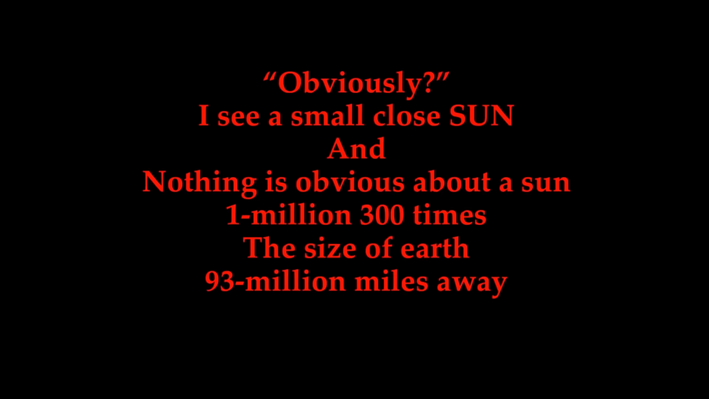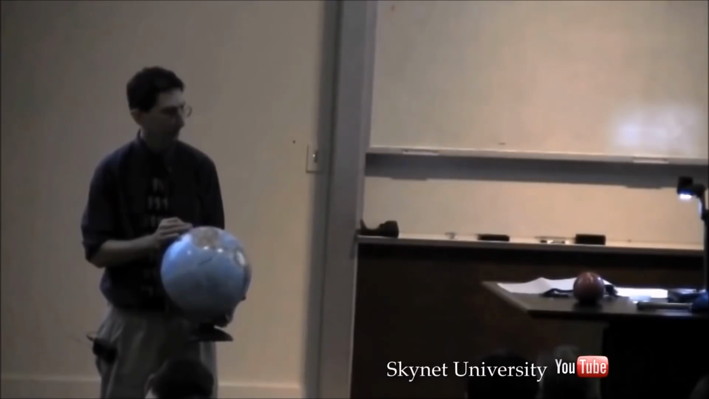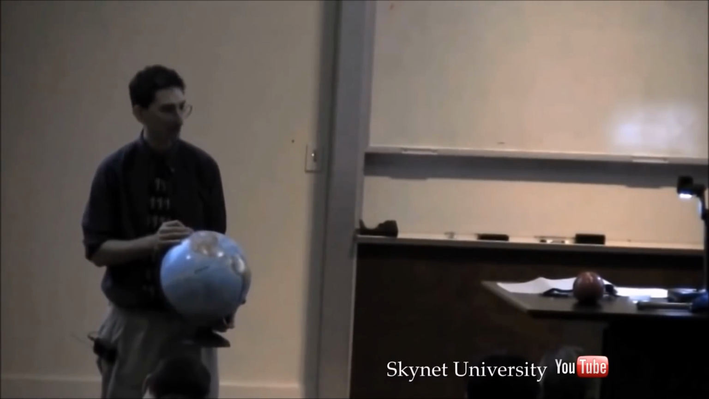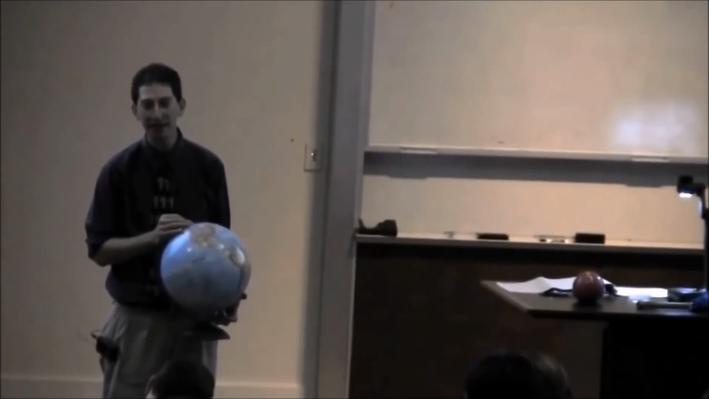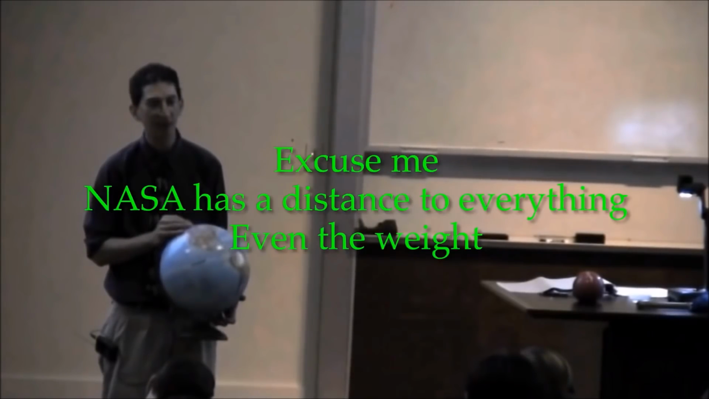I have to make commentary here. There's nothing obvious. I see a small, close sun, and nothing is obvious about a sun 1,300,000 times the size of the Earth, or 93 million miles away. Nothing obvious at all. It's based upon our lack of understanding of distance. Like when you look up at the sky at night, can you see how far the stars are from us? No. We have no idea how far they're away. Excuse me? We have no idea how far the stars are away? NASA has a distance to everything, even the weight.